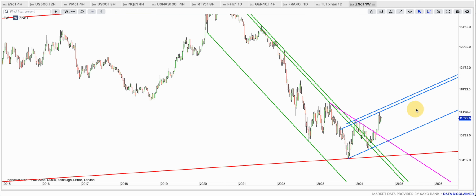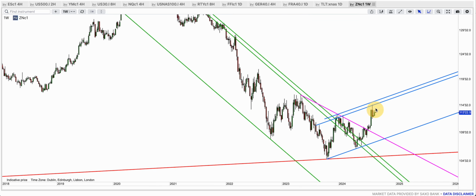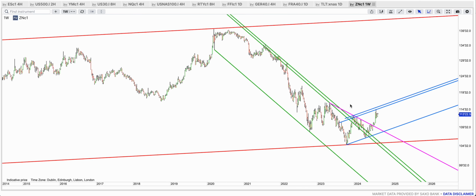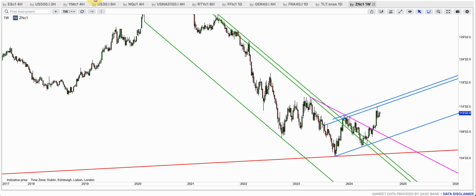It may now be inside this blue bear flag. So its top band is probably going to hold. Then we come down, and then for bulls to take control and bonds to rally, it will have to break that blue top band for good, really. So again, got to be careful there about bonds.